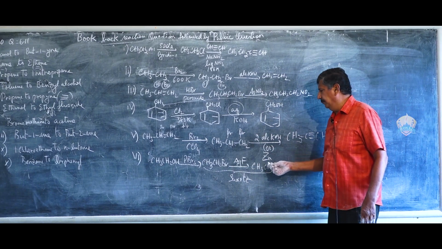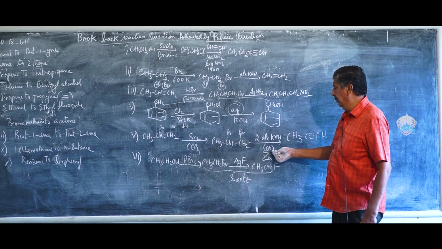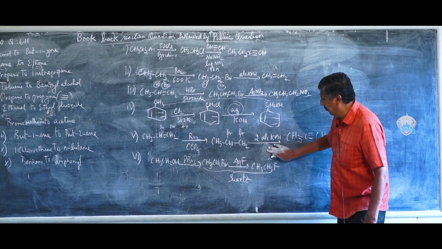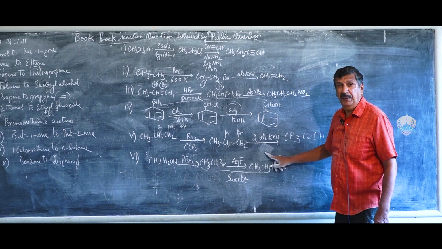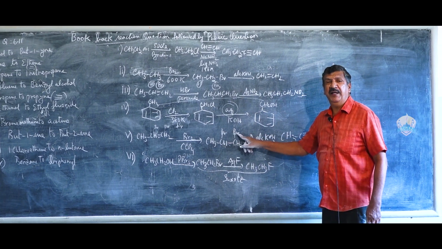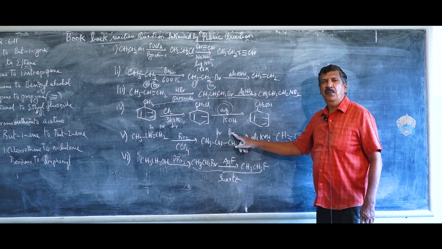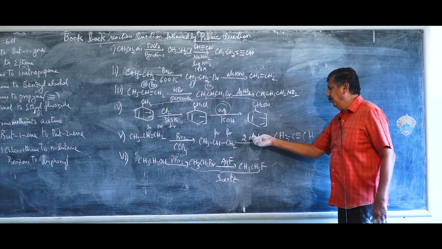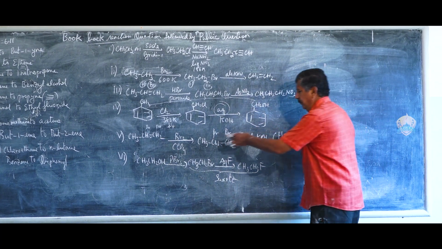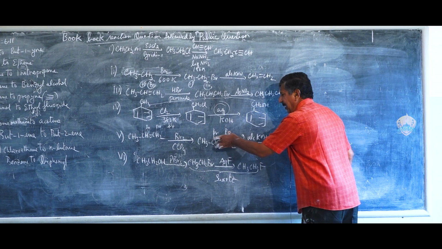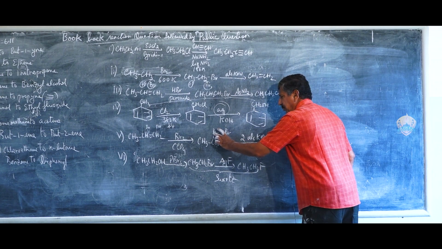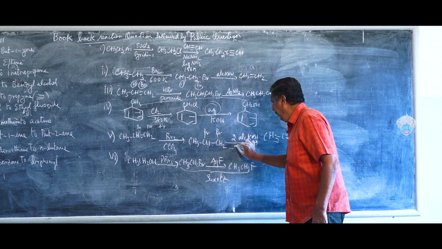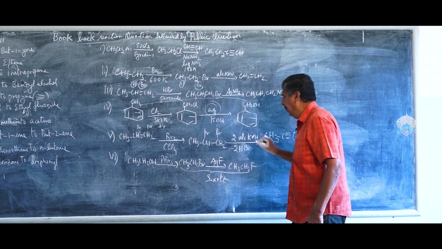Or you can use zinc. When you use zinc, what will happen? No, this cannot be used. This is the wrong one. When you use zinc, these two bromides will be eliminated, which means it only forms a double bond. So when you use two alcoholic KOH, one removes HBr to form a double bond and the other removes HBr to form the triple bond. So we are removing HBr two times.